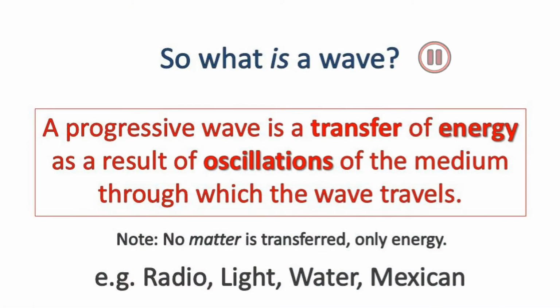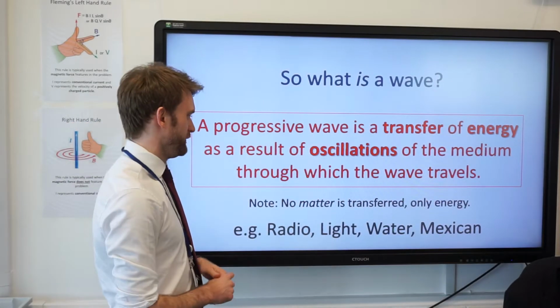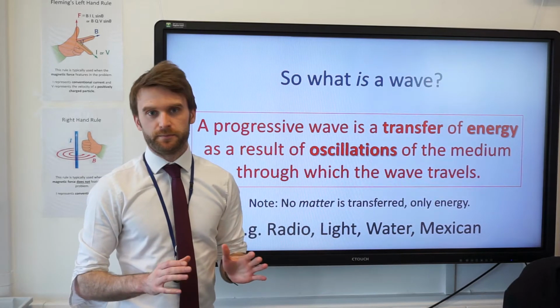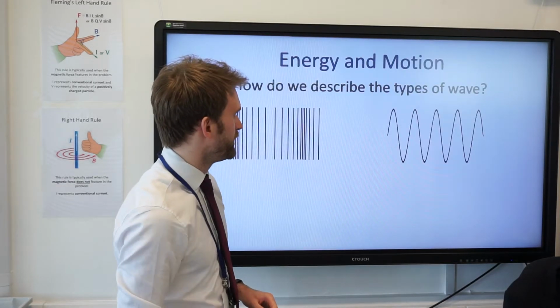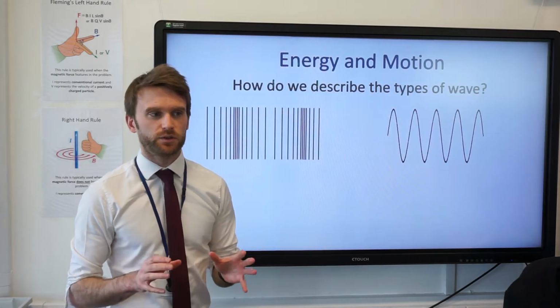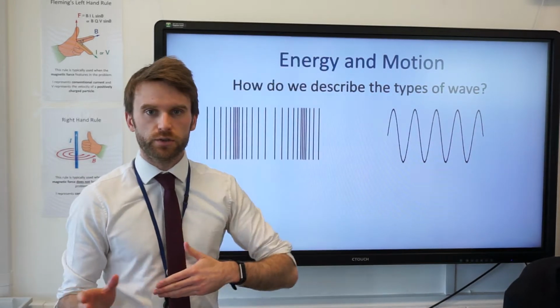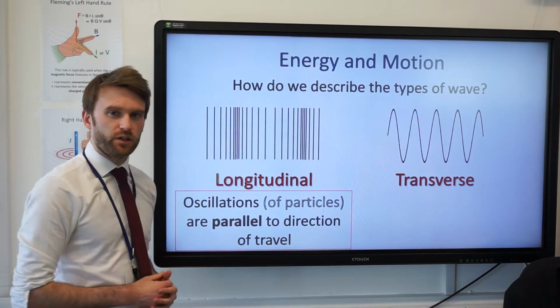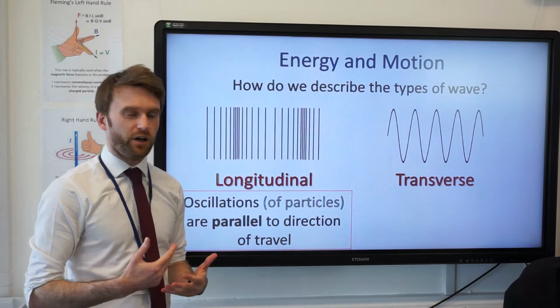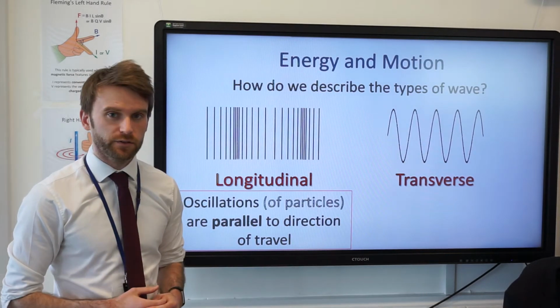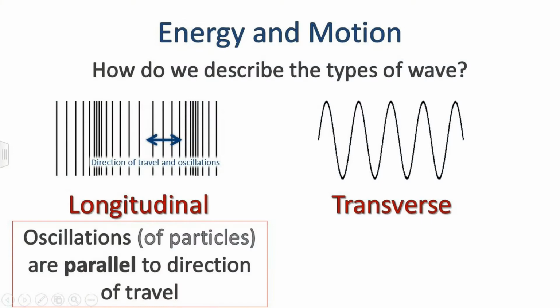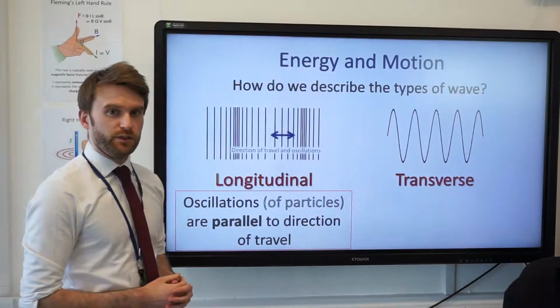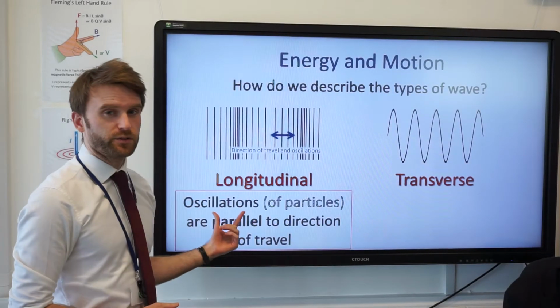A wave is a transfer of energy as a result of oscillations of a medium. Dead easy. Just learn it. The key thing is the two types and how to differentiate between the two. You'll notice we refer to the direction in which the oscillations are compared to the direction of travel. So in a longitudinal wave, the oscillations are parallel, in the same direction as travel. You can use those two phrases. That's how you describe one.